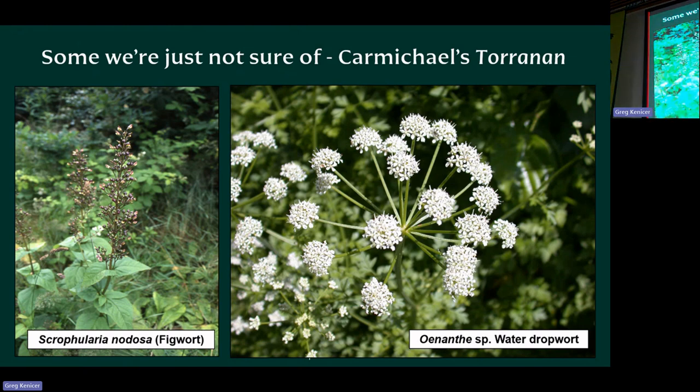And what was interesting was Carmichael spoke to the Regius Keeper here at the time, who commissioned someone who was going up to the Western Isles to keep an eye out for this plant Torrenon and bring a sample back. Went up, asked around, Gaelic speaker, brought some samples back, and they brought back this thing here, Scrophularia nodosa, as Torrenon.